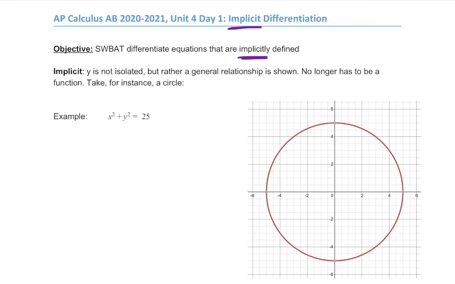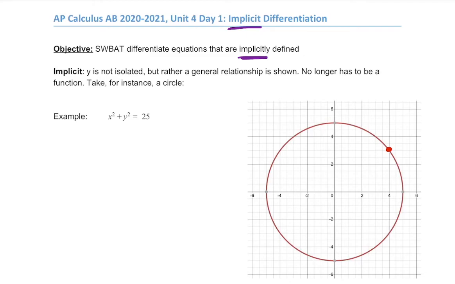And we have such an implicit equation: x squared plus y squared equals 25. Every point around that circle is a point where the x coordinate squared plus the y coordinate squared would give us 25. And just like with a normal function, we might have questions that we'd want answered.